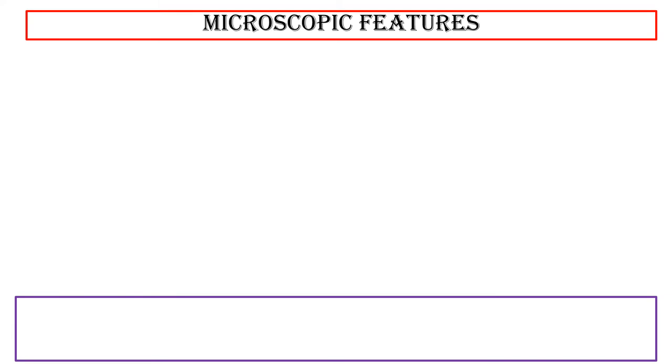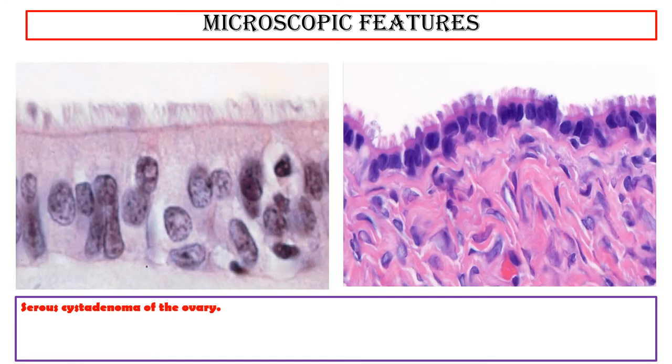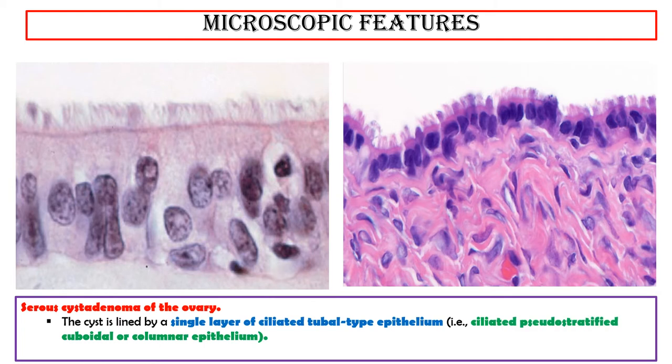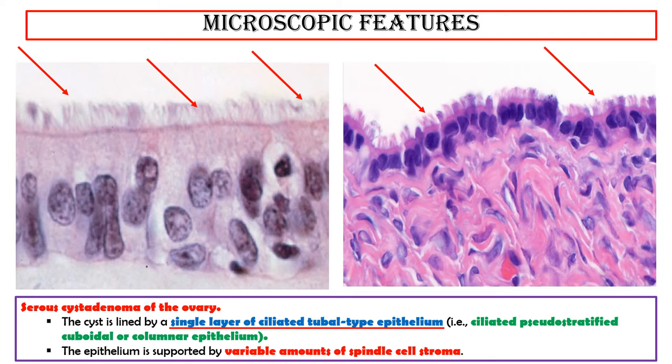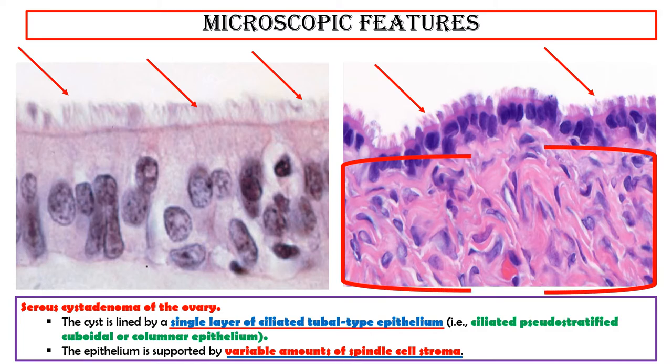Microscopic features. Serous cystadenoma of the ovary. The cyst is lined by a single layer of ciliated tubal type epithelium, that is ciliated pseudostratified cuboidal or columnar epithelium. The epithelium is supported by variable amounts of spindle cell stroma.